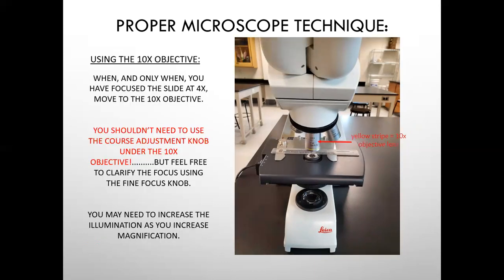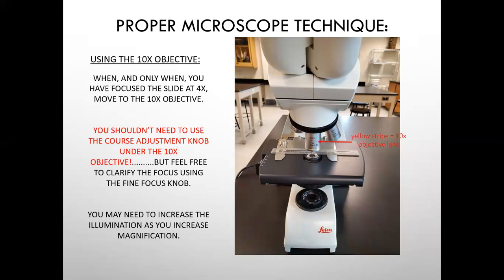Okay, the next thing we do is we move over to the 10x if we want to be more zoomed in. When we do that, we're never going to pull on these lenses. These are really expensive and they can break. We're going to use this rubber dial here, and it'll simply twist into place. All right, the 10x usually has a yellow stripe.